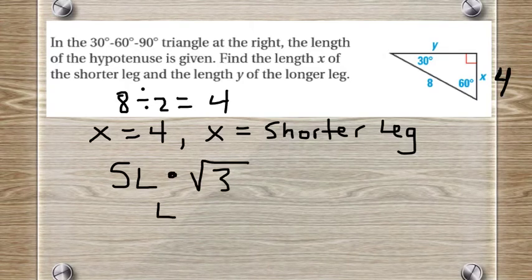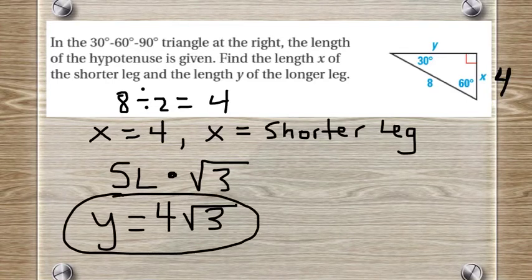What does that equal to? Well, we know the short leg was 4. We multiply that by radical 3, and that's our value for y. Okay, so again, we had x is equal to 4, y equals 4 radical 3.